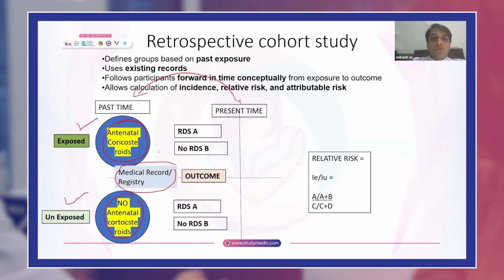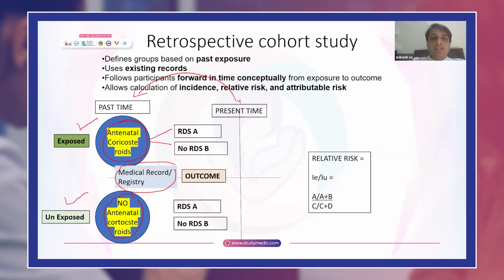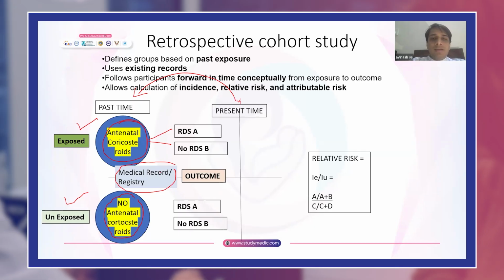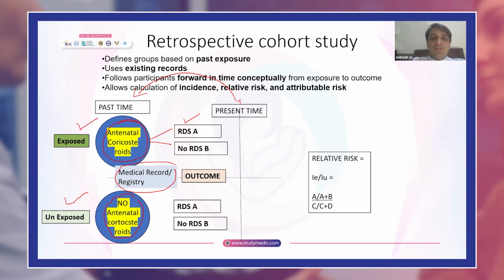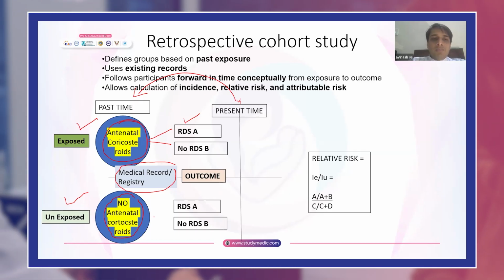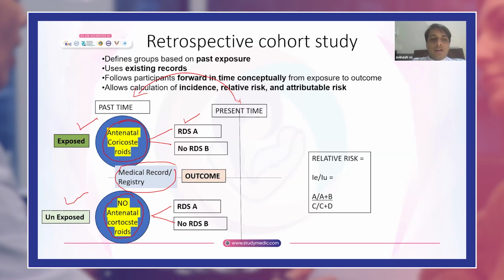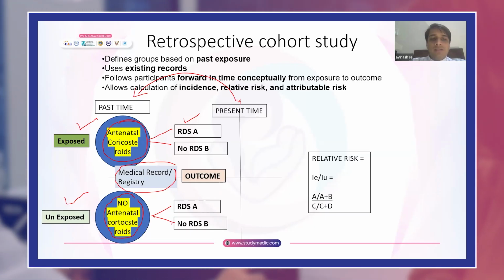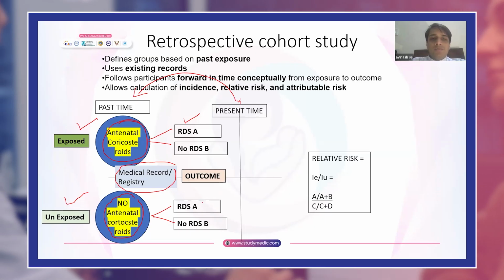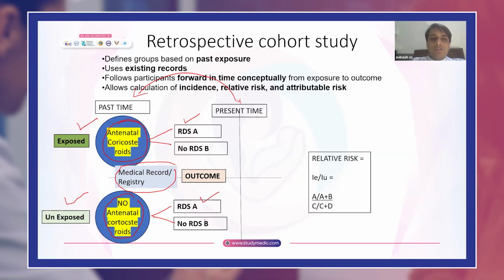And both the exposed and unexposed are followed up in time from the past to the present, to see with the help of the medical record register whether the infants developed respiratory distress syndrome or not. Similarly, we follow up the unexposed, that is, those not exposed to antenatal corticosteroids, using the medical record registry to collect the data on whether the infants have respiratory distress syndrome or not.